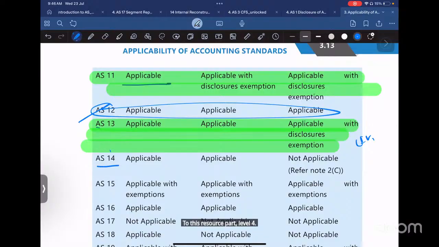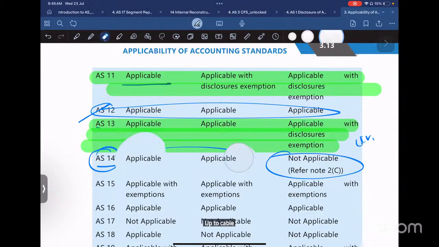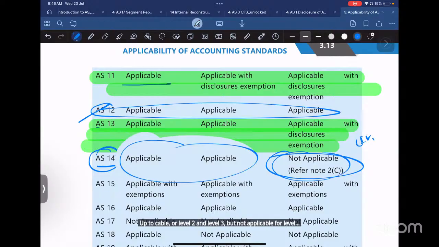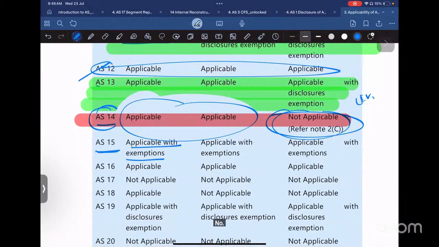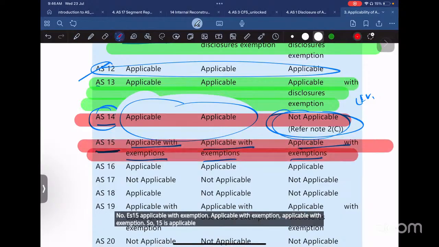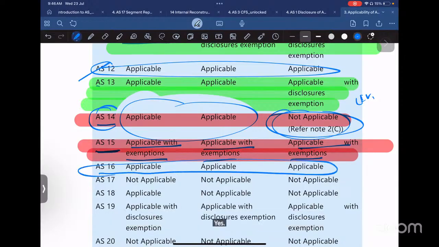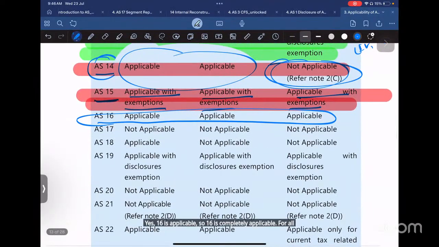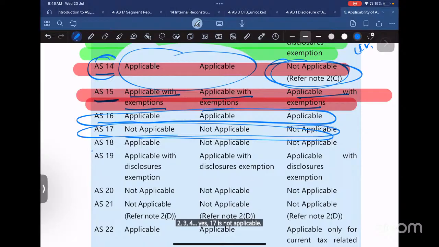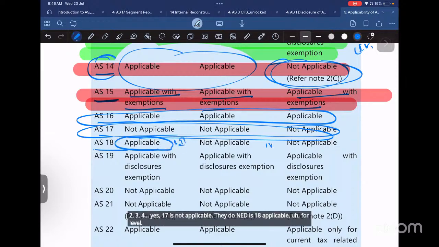Then AS14 is applicable for level 3 and level 4, but not applicable for level 2. Now, AS15 is applicable with exemption. So 15 is applicable with exemption. AS16 is completely applicable for all 3 levels of entities, 2, 3, 4. AS17 is not applicable to any entity. AS18 is applicable for level 2, but not applicable for 3 and 4.